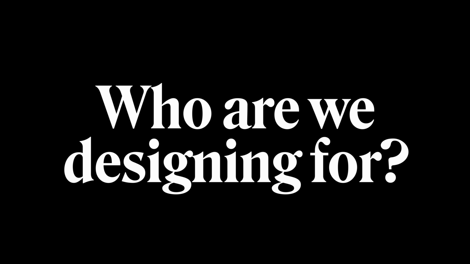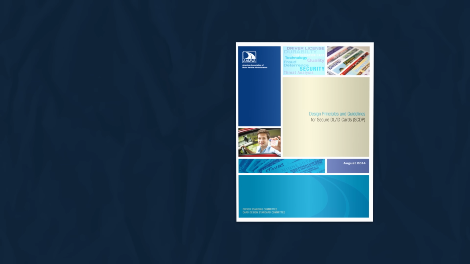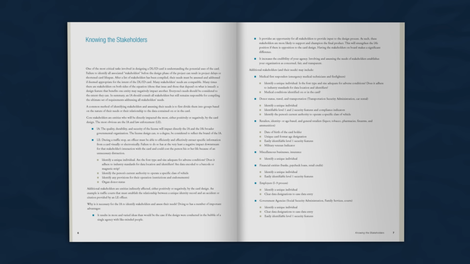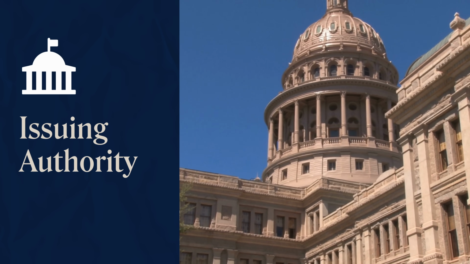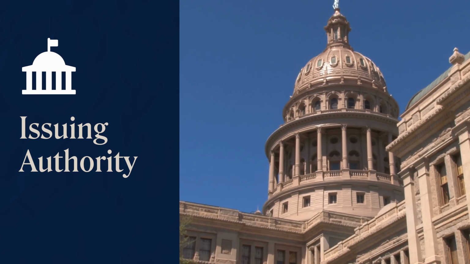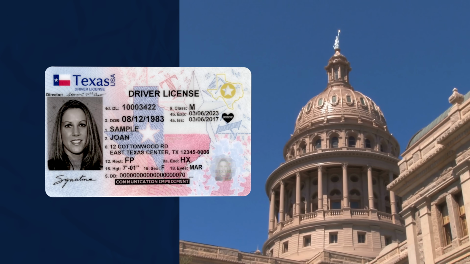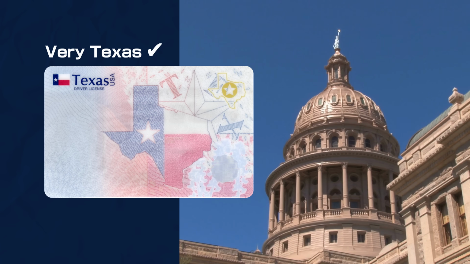Creating any effective design begins with understanding our audiences. Luckily, AAMVA have published this design principles and guidelines document, which breaks down the key stakeholders. Of course, we have the issuing authority, the government body responsible for issuing the license. For them, the license is not only important for record keeping, but also as a projection of the municipal brand.